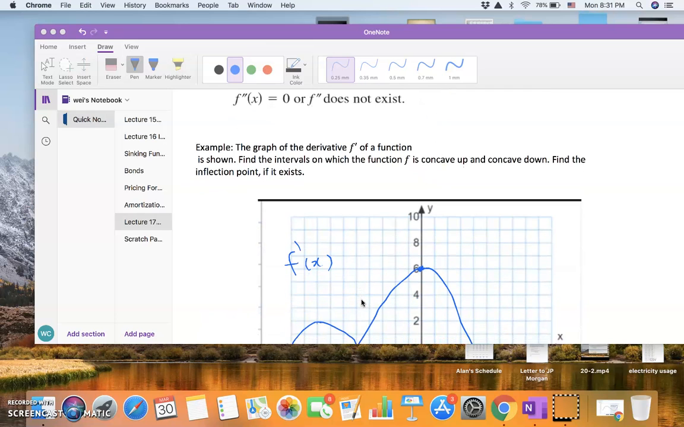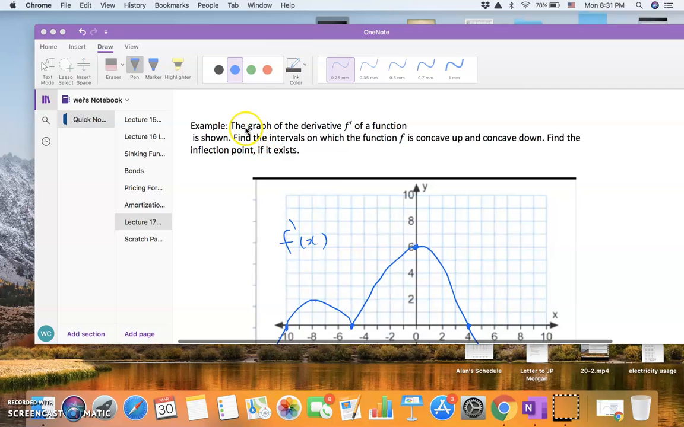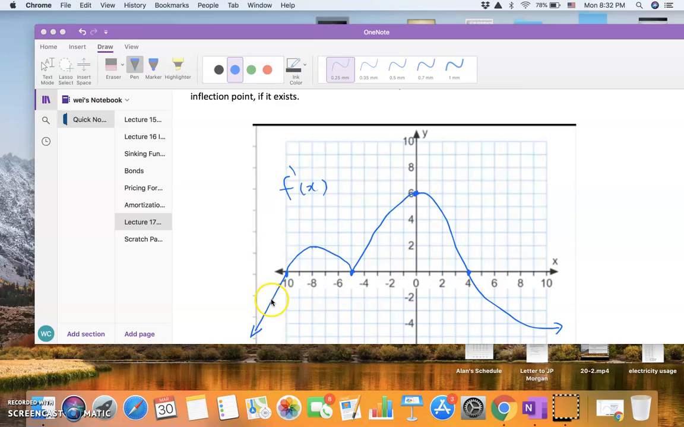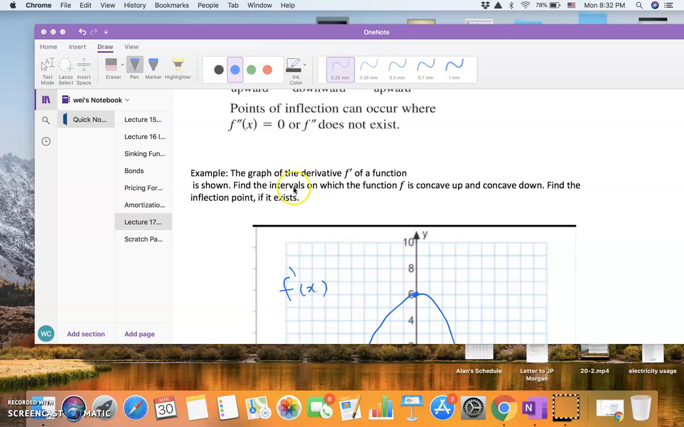Okay, now let us use what we have learned so far and try this example. This problem gave us the graph of the derivative of some function. Okay, remember, this is not the graph of the function f(x). This is the graph of the derivative of f(x). This is the graph of f prime of x. And we want to use this information to find the intervals on which the function f(x) is concave up and concave down, and then find the inflection points.